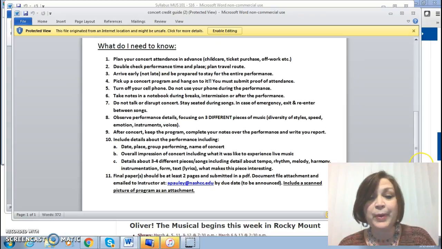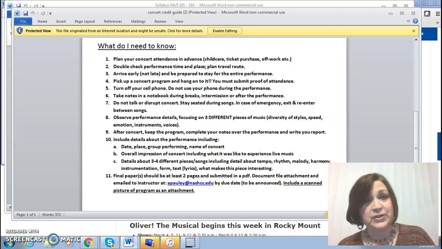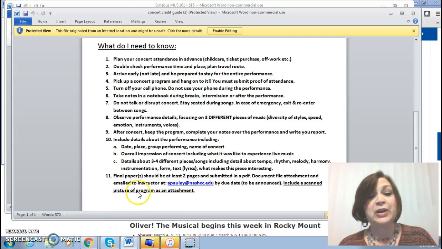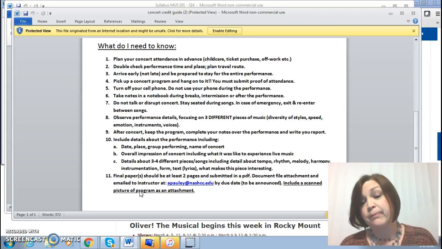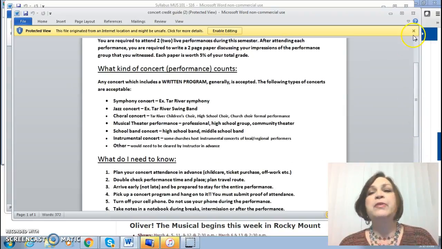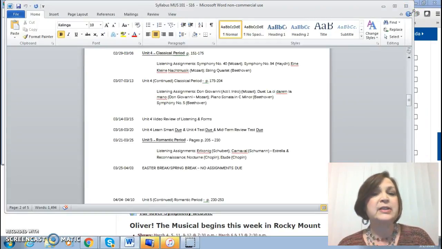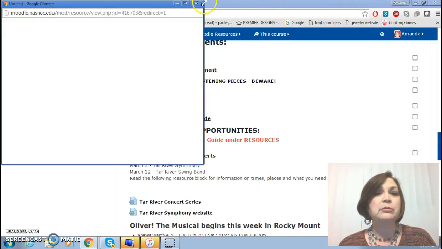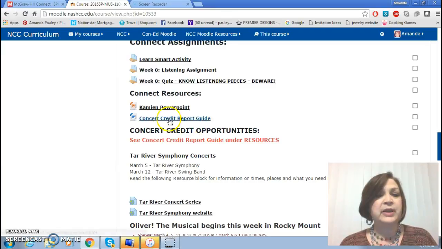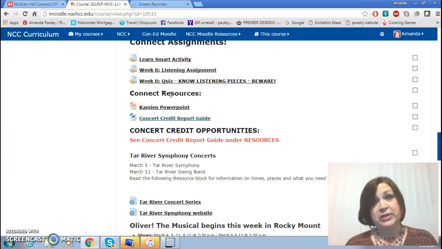And so yes, you have 2 papers due before the end of the semester. All this was laid out in your syllabus on the first day of class, and it does constitute 10% of your grade. And so you will be required to include a scanned or camera photo of your program as an attachment to your reports. So please read that before you send me any more questions about the concert credits. Okay, so here is that report guide right here. It will be under resources from now on so that you know what to do when you go to concerts. All right, please read that.